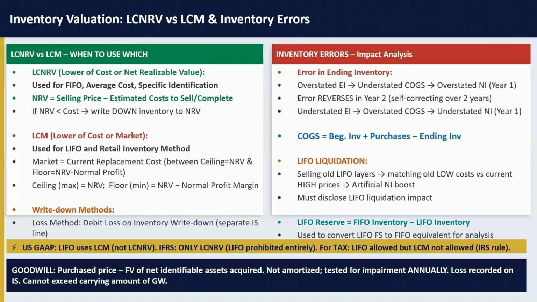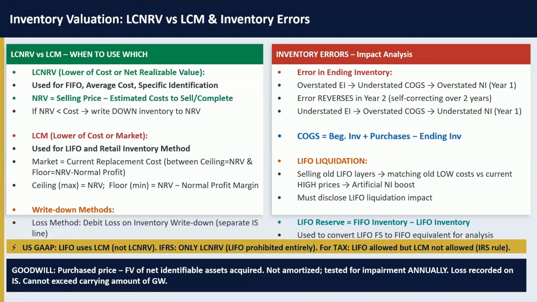Under US GAAP, we use LCNRV or LCM. LCNRV stands for lower of cost or net realizable value, and LCM stands for lower of cost or market value. And if there are any inventory errors, we will be noting them now. So first, let us study this LCNRV and LCM.